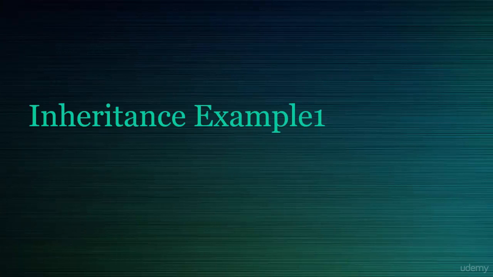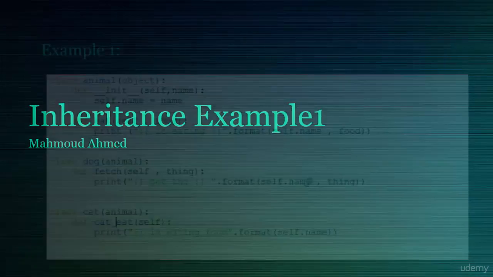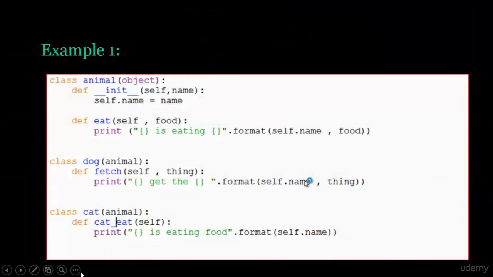Let's see the first example of inheritance in Python. Let's look at this example here. First, in this example, we have three classes: class animal, class dog, and class cat. The class animal has a constructor which takes a name from us. Then it has an eat method which takes a food from us and prints that this animal is eating this food. This is the first class.